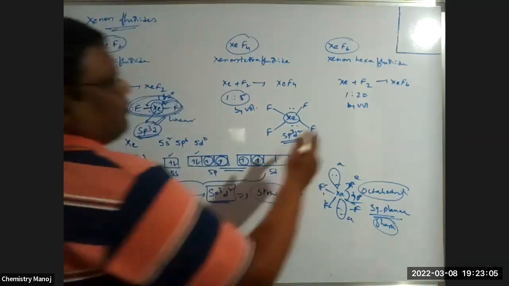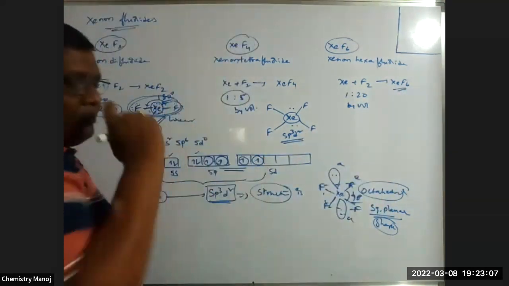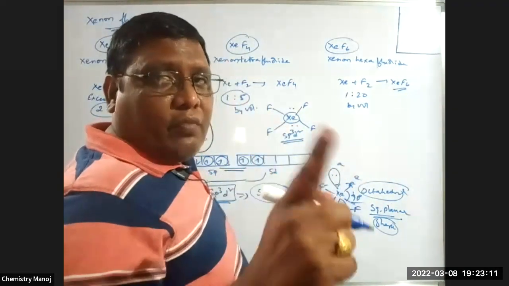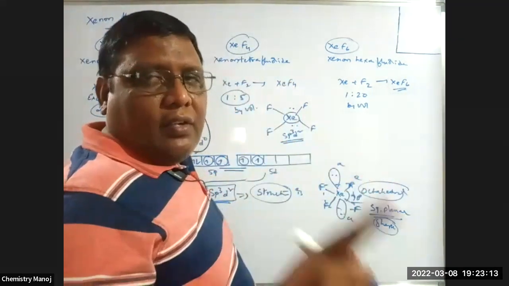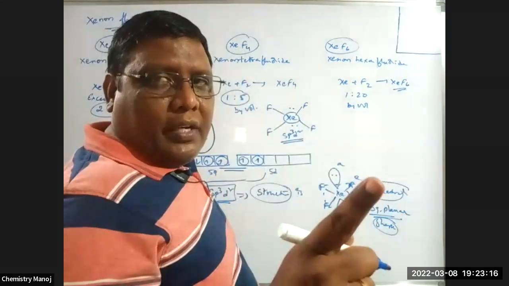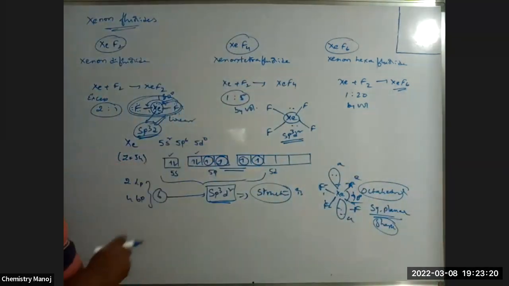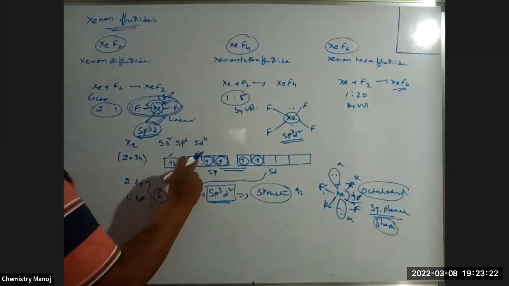Now, XeF6, my dear. How many bonds can we form with fluorine? Total 6 fluorines are there, and each fluorine can form one bond, so a total of 6 bonds are required. 6 bonds means 6 unpaired electrons must be available in xenon. But only 4 exist. So we need more unpaired electrons.